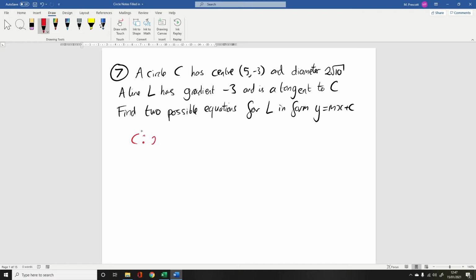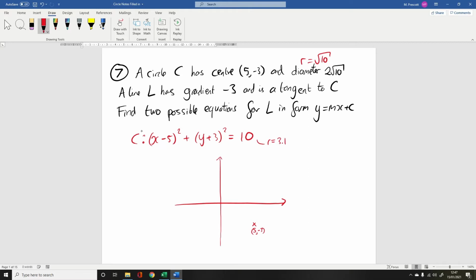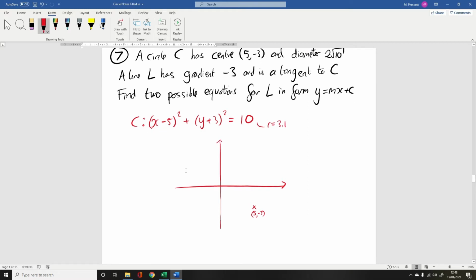So it's got a centre (5, minus 3), so that would be (x minus 5) squared plus (y plus 3) squared is equal to, well, the diameter is 2 root 10, so the radius is equal to root 10, so that's equal to 10. Now, we probably want to sketch this out again, because it would be useful to think about what we're up against here. We know the centre of the circle is at (5, minus 3), so that's roughly speaking around about there. We know that the radius is about 3 and a bit, maybe 3.1, 3.2. So that means that this circle will go slightly above the x-axis, won't touch the y-axis.